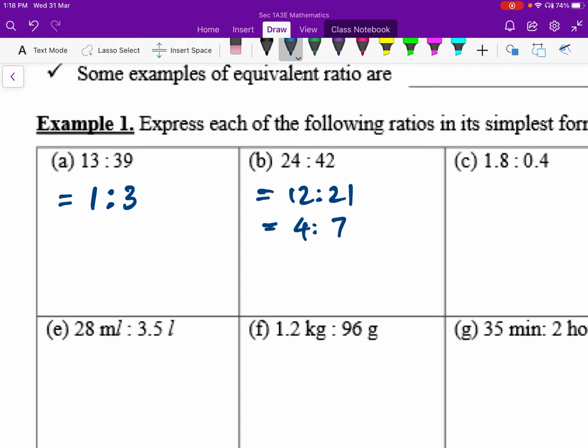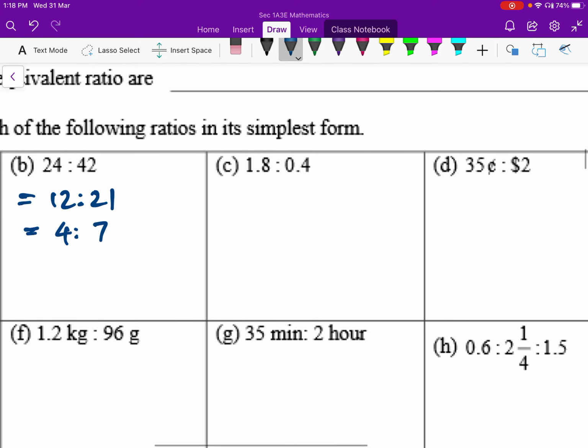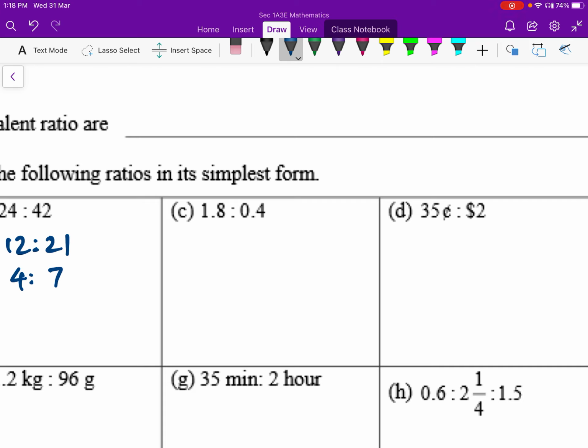Then we go on to decimals. How are you going to deal with decimals this time? What will you do? 1.8 to 0.4. Pretend that the decimal is not there, so times 10. Times 10 we get 18 to 4. And then what do you do? Divide by 2. 9 is to 2.